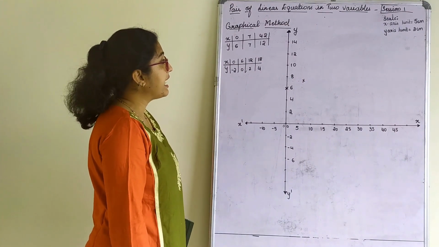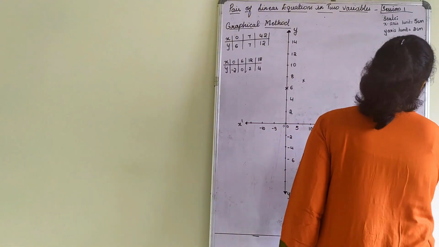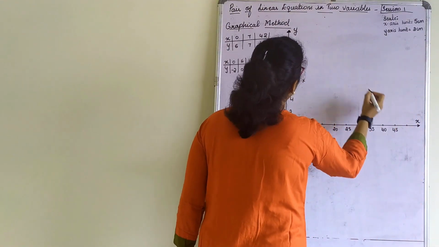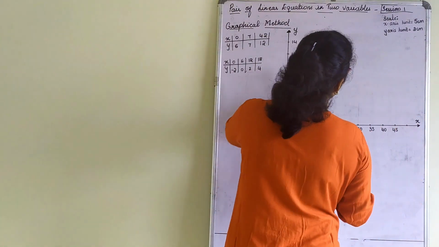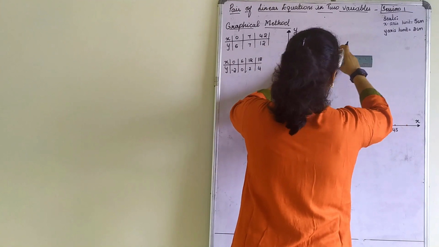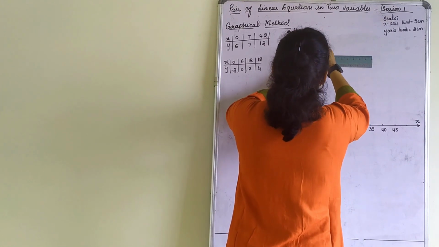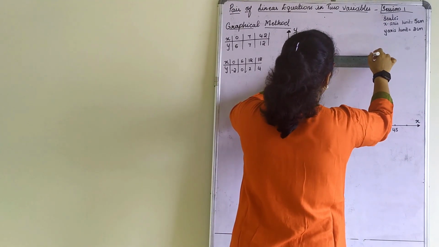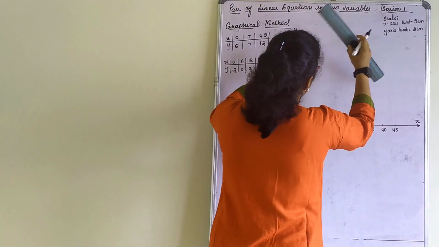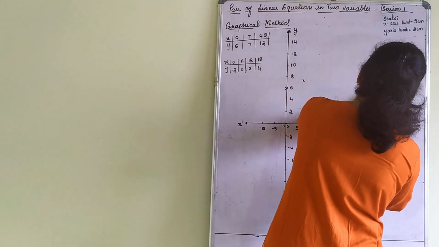Next value is x is 42, y is 12. 42 comes somewhere between here, and y is 12. So for 42 and 12 I need to just draw some imaginary lines here to see where it comes. See, for you it will be very easy because you already have lines in your graph, right? But I do not have those lines there. So 42 and 12.